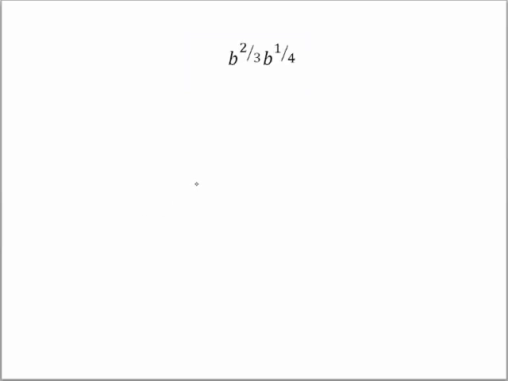All right, here we go. This is what we wanted to get to. Now, what do we do when we have b to the 2/3 times b to the 1/4? Didn't we say that we added those exponents? So we have b to the 2/3 plus 1/4.